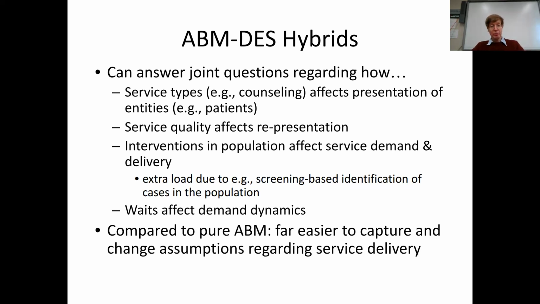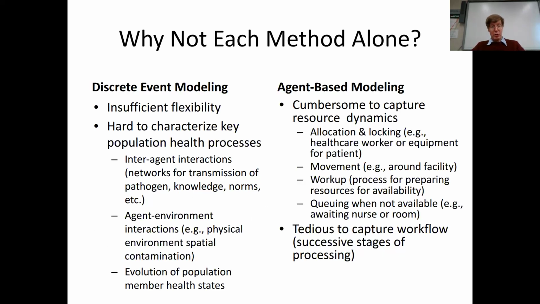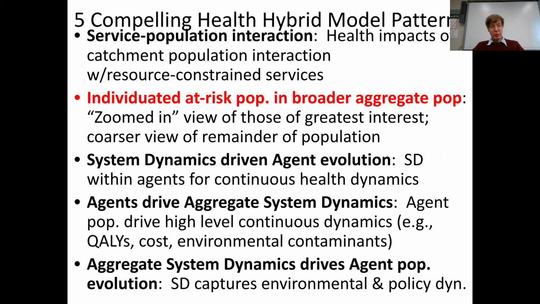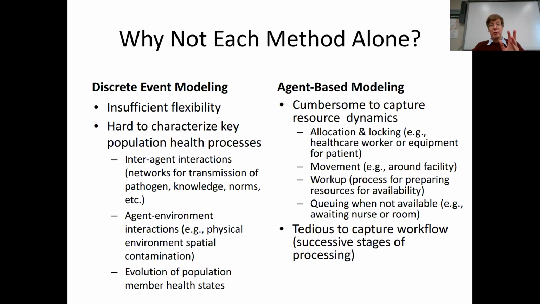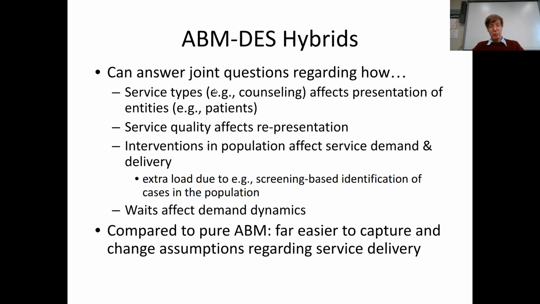Interventions in the population can be characterized for how they ripple through to service demand, service needs. It's far easier here compared to pure ABM to capture assumptions regarding service delivery. It's far easier here compared to pure discrete event simulation to capture interactions of individuals. This is interaction of service delivery with DES, discrete event simulation, and agent-based modeling. They fit together like a glove.